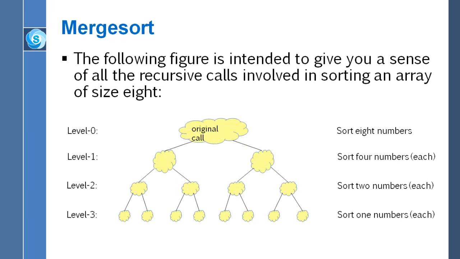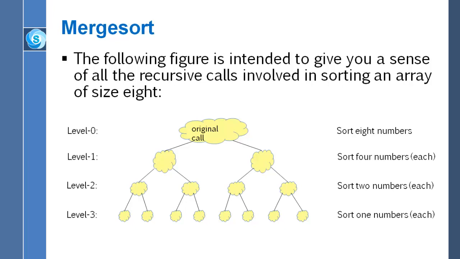This cloud at the top at level 0 represents the original problem, our ultimate goal, to sort an array of size 8. Okay? We have divided that into 2 subproblems, each of which is a problem of sorting a subarray of size 4. Okay? The cloud on the left at level 1 represents sorting the first half of our array, and the cloud on the right at level 1 represents sorting the second half.